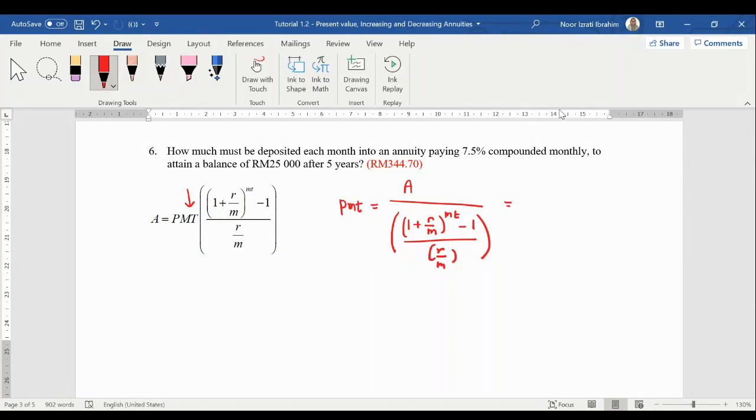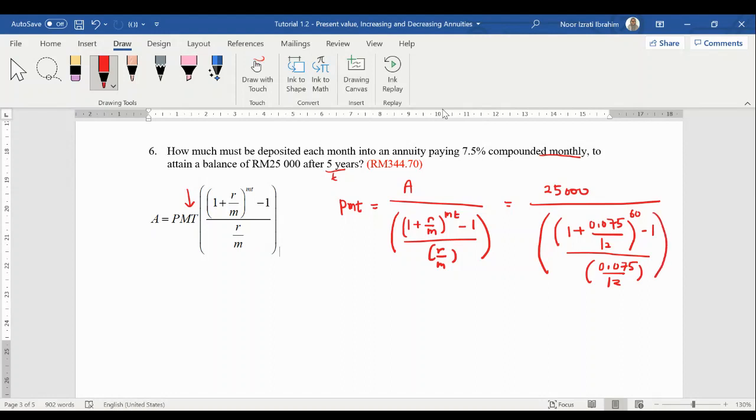So A is 25,000 divided by 1 plus R, 0.075 over M, compounded monthly, M equals 12, to the power of MT. 5-year, T equals 5, 5 times 12 is 60, minus 1, over R over M, 0.075 over 12. And that's how you get the answer as 344 ringgit 70 cents.